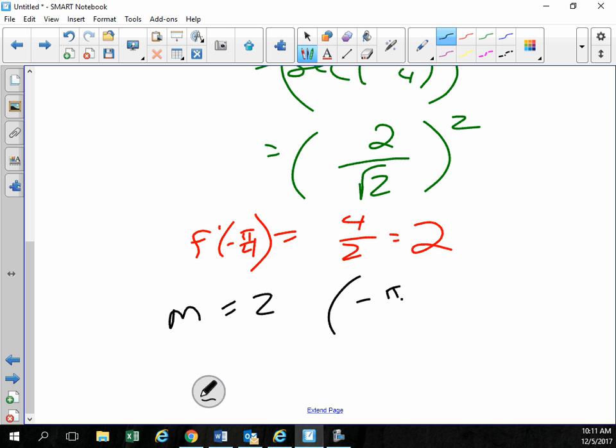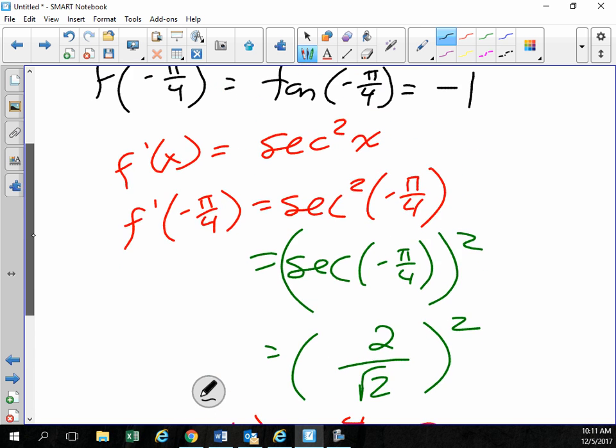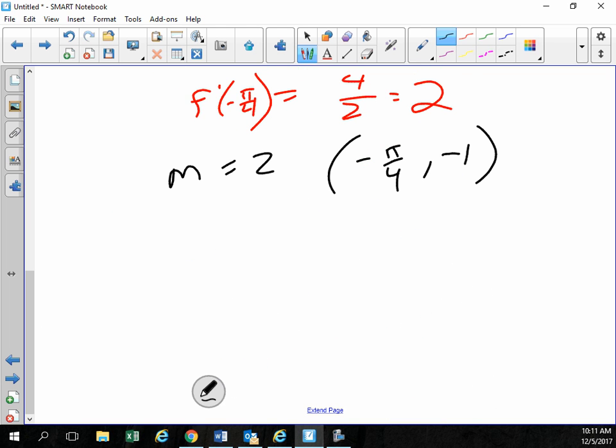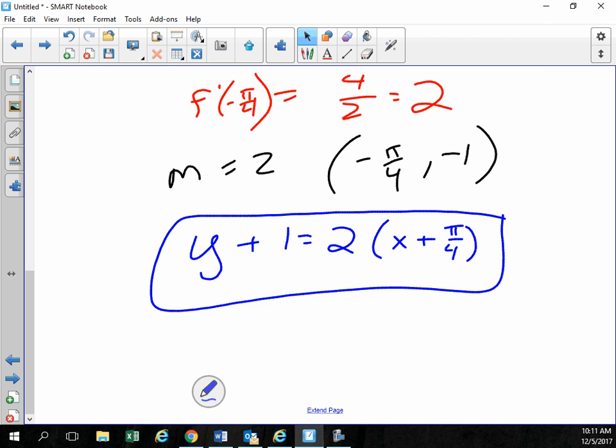My point was negative pi over 4, comma, negative 1. So y plus 1 equals 2 times the quantity x plus pi over 4. You all realize that the tangent line is different than the tangent of x, yeah? Tangent of x is a function; a tangent line is the equation of the line that touches the graph only once. It is the same word, tangent, but it is different. Everyone okay with that?